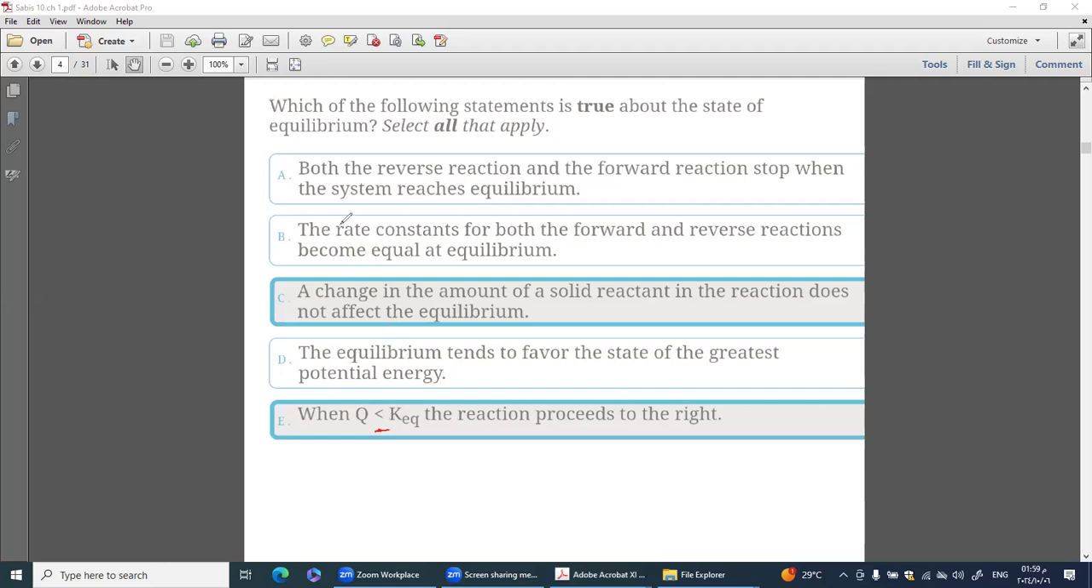Okay, for this point, we said that concentration is for liquid, pressure is for a gas, and nothing for solid. Solid means no effect. So here, a change in the amount of solid reactants in the reaction doesn't affect the equilibrium, because concentration affects liquid, pressure affects gas, no effect for solid. This is number one. Number two, when Q is less than K, this means that the reaction proceeds to the right, meaning forward.